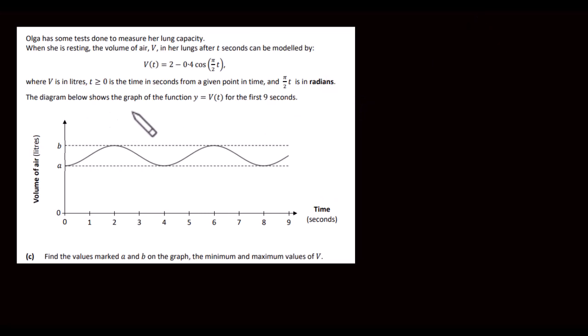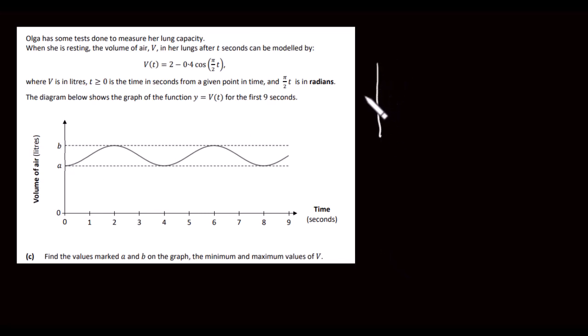The diagram below shows the graph of the function y is equal to v of t for the first 9 seconds. Now we have volume on the y-axis and time on the x-axis. Find the values marked a and b on the graph, the minimum and maximum values of v. So you've got to find these two values here. We can do this a couple of ways.